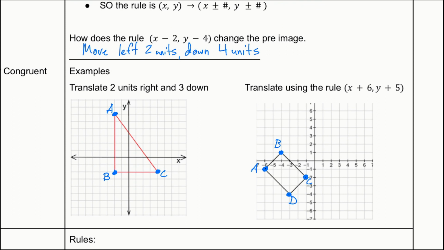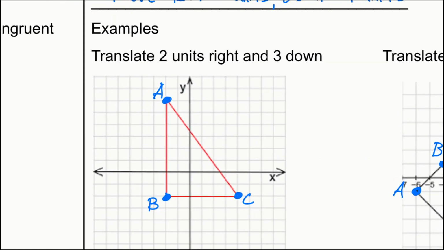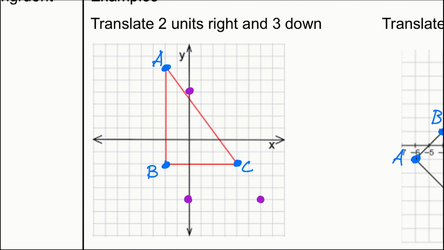Okay, so hopefully you paused the video. If you didn't, no big deal. But translating 2 right, 3 down. So A prime would be 2 right, 3 down. That would be our new A prime. B prime is 2 right, 3 down. C prime is 2 right, 3 down. So this is going to be our new image right there.